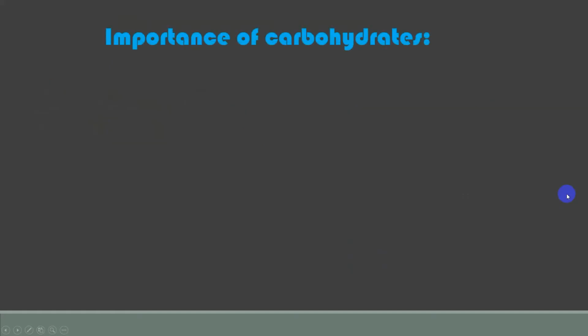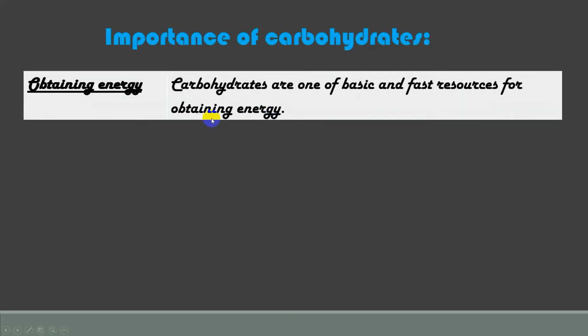But what is the importance of carbohydrates? Carbohydrates are used in obtaining energy. Carbohydrates are one of the basic and fast resources of obtaining energy. It means carbohydrate is the fastest source of obtaining energy. For example, you can eat a piece of chocolate, which contains a high amount of carbohydrates, or drink a juice of grape or orange. So it contains carbohydrate, and you're going to have a fast source of energy.